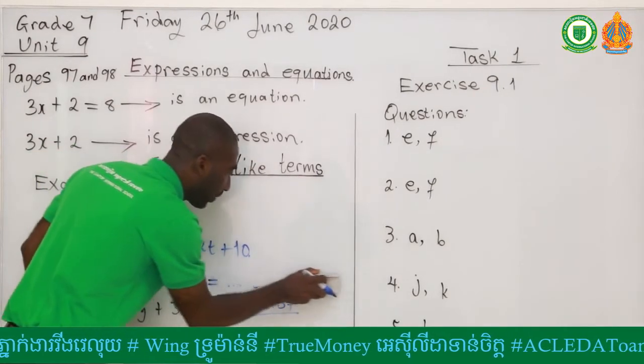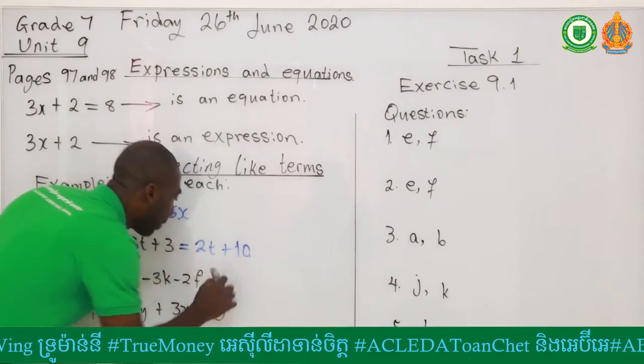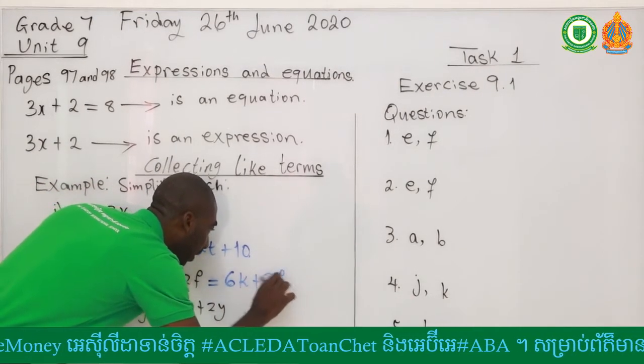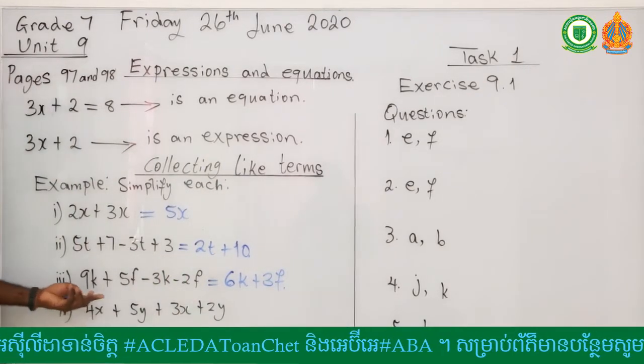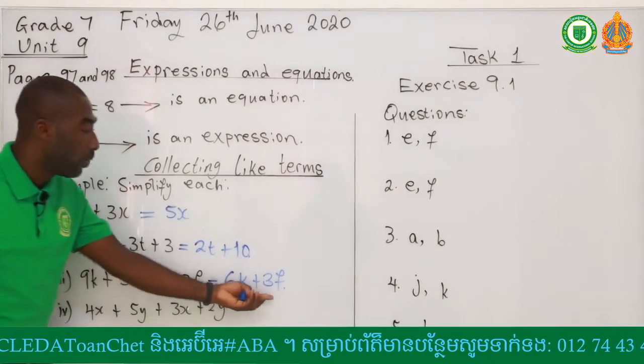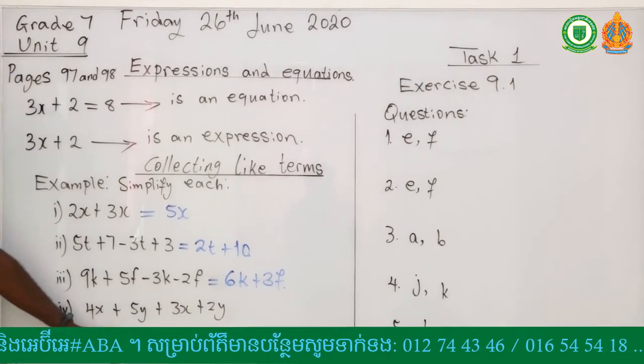So we clean this one and then we put our final answer there. So it becomes 6k plus 3f. So if you simplify this equation or expression, you get this answer. Okay, now let's look at our final one.